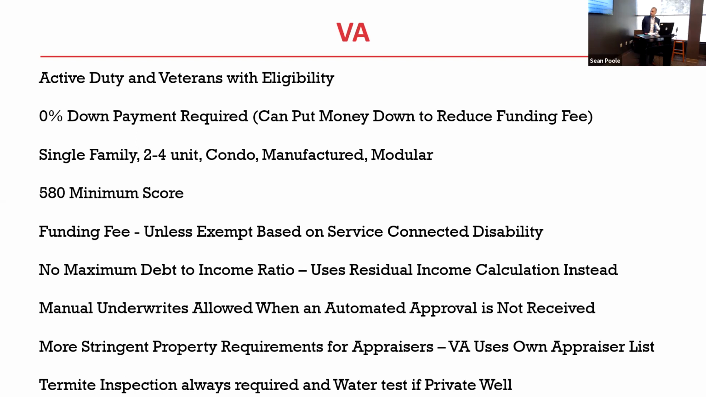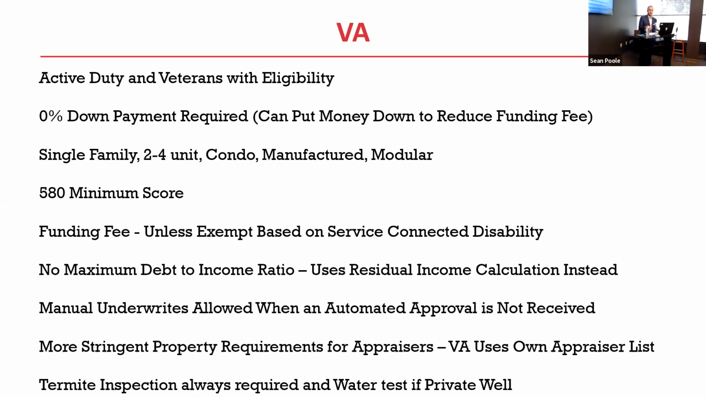The key thing about VA, there's no maximum debt to income ratio. I've had loans get approved at 65 or 70% debt to income ratio, because they look at what's called residual income, which is a different calculation. They take your income minus the taxes and Social Security that you pay out on your paycheck, and they deduct your monthly debts from it. And if it meets a certain threshold based on your household size, then that's an approvable measure for them, as opposed to the debt to income ratio. So different calculations when it comes to residual income versus debt to income ratio.